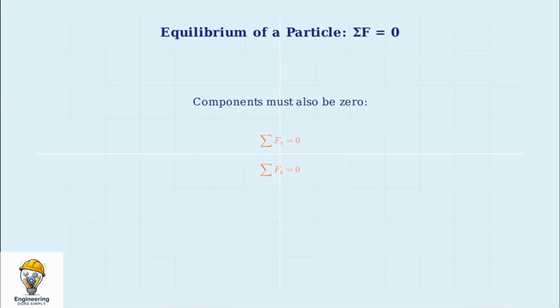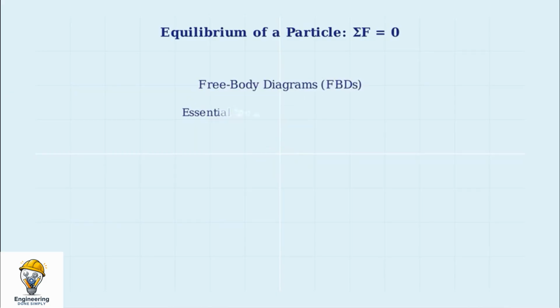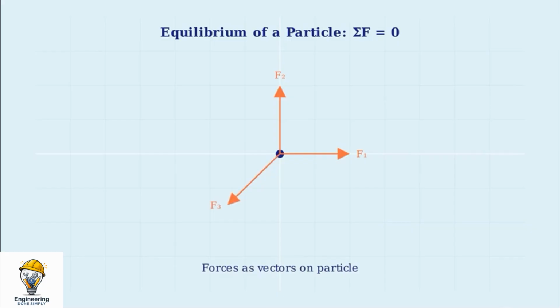Free body diagrams are essential tools for solving equilibrium problems. They show all forces acting on a particle as vectors, helping us identify and sum the forces. To draw a free body diagram, represent the particle as a point and show all forces as arrows emanating from that point. Each arrow represents a force vector with magnitude and direction.